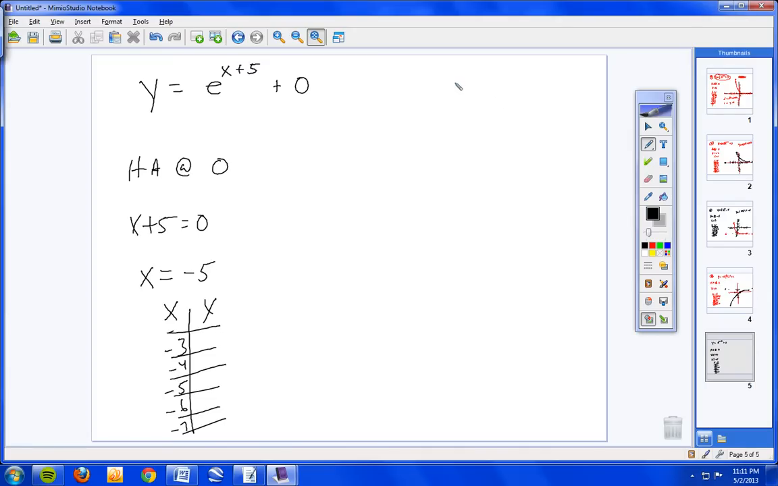Now when you type it in, you want to hit your E button, which is the 3rd button from the bottom on the left, second E. And E pops up with an arrow and a parentheses. You type in x plus 5 and then close the parentheses. And if you do all that correctly, you should get out, this is 7.4. Negative 4 is 2.7. Negative 5 is 1. Negative 6 is 0.36. And negative 7 is 0.13.